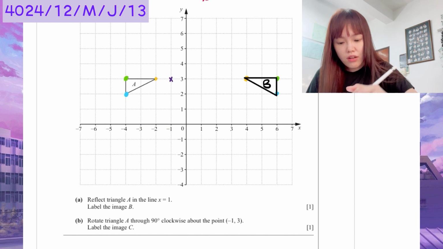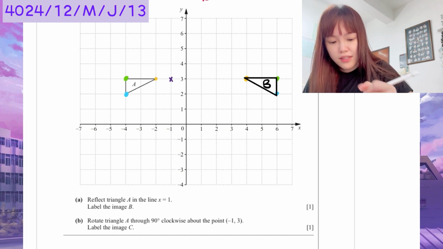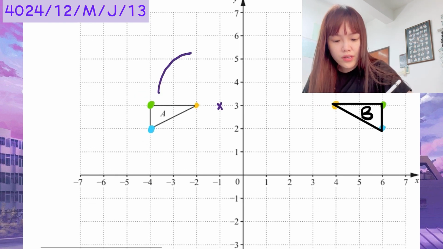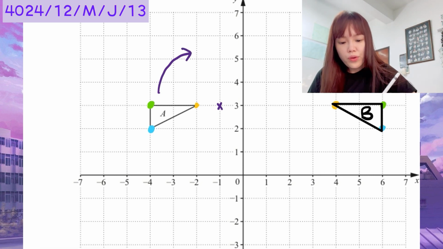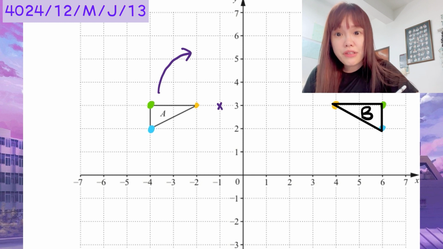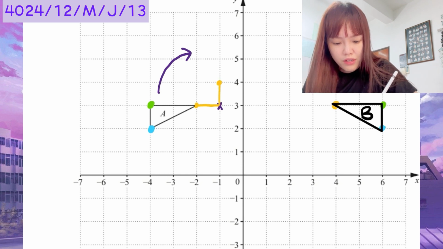And you need to rotate clockwise. So clockwise, we can expect this A going this way like that. It's going clockwise like that. We need to make sure these 3 points are all 90 degrees, because it says 90 degrees clockwise. So this point, like this, forms a 90 degree. So it's here.